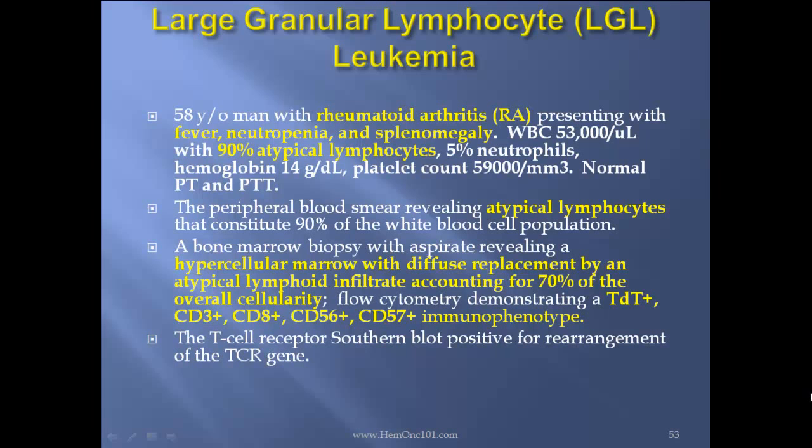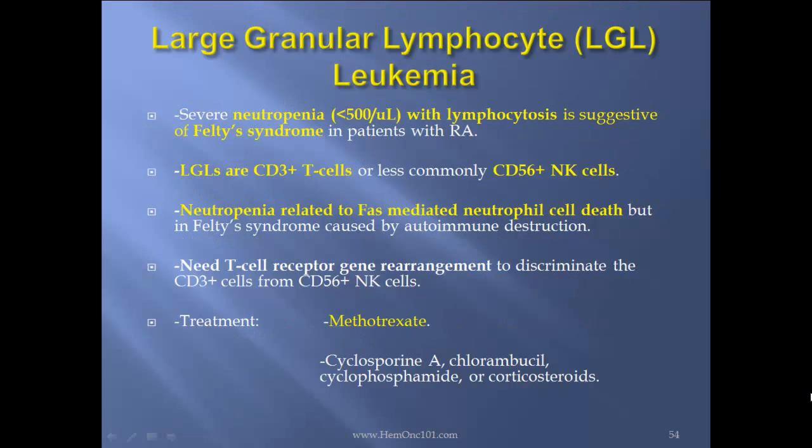Bone marrow biopsy with aspirate reveals a hypercellular marrow with diffuse replacement by an atypical lymphoid infiltrate, accounting for 70% of the overall cellularity. Flow demonstrates a CD3 positive, 8 positive, 56 positive, 57 positive immunophenotype. T-cell receptor Southern blot positive for rearrangement of the TCR, confirming a T-cell monoclonal population. Severe neutropenia, less than 500 ANC, with lymphocytosis is suggestive of Felty syndrome in patients with rheumatoid arthritis.